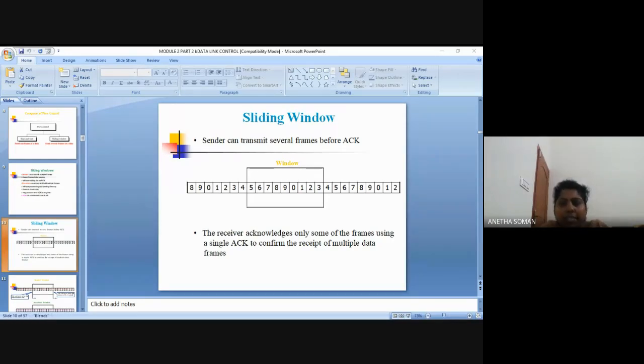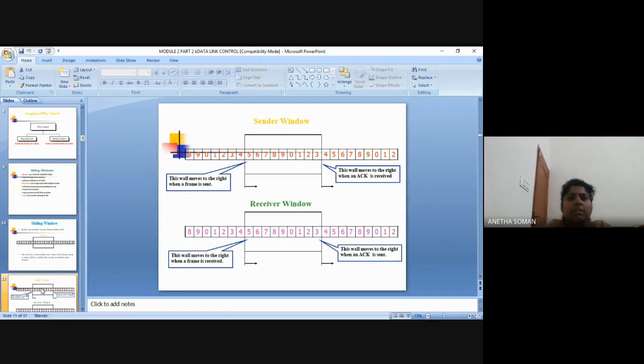Now, why is it called sliding window? You can see in this diagram, sliding window means you are seeing a window both at the sender side as well as the receiver side.